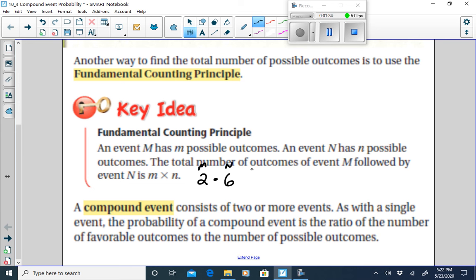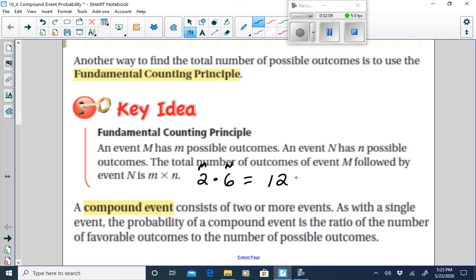And what the fundamental counting principle says is, if you have two possible outcomes for an event, and then you have six possible outcomes for another event, flipping a coin, rolling a number cube, to find the number of possible outcomes for flipping the coin followed by rolling the number cube, you simply multiply the number of outcomes. So if you have two possible outcomes for one event and six possible outcomes for another event, you have 12 possible outcomes for the two events.